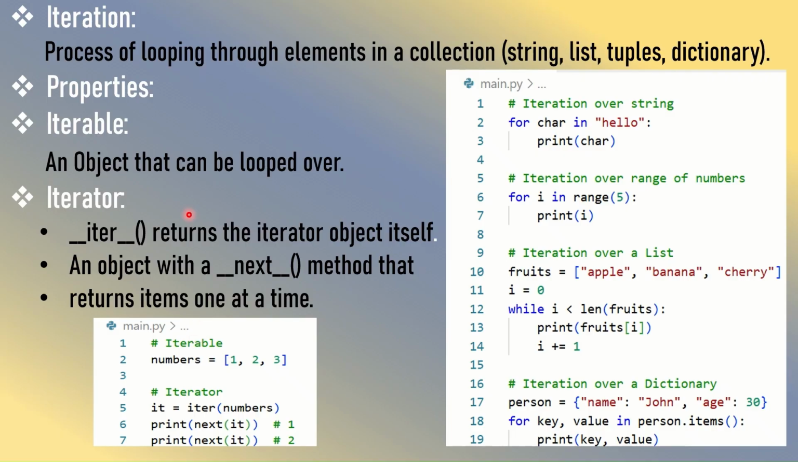So like this, Python will make use of iterable and iterator in order to loop over a collection of elements with the help of the iterator and next methods.